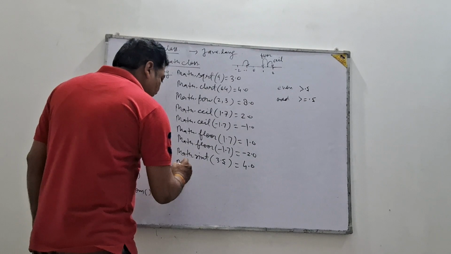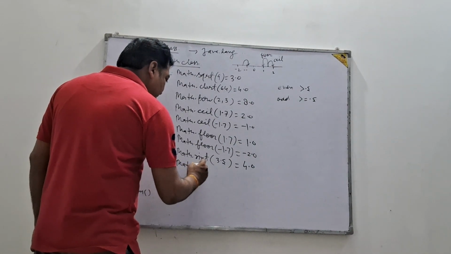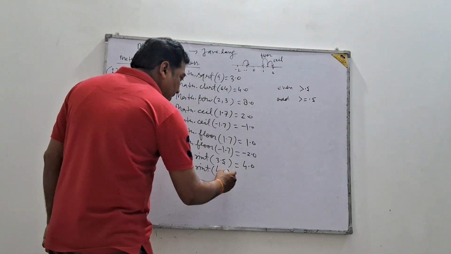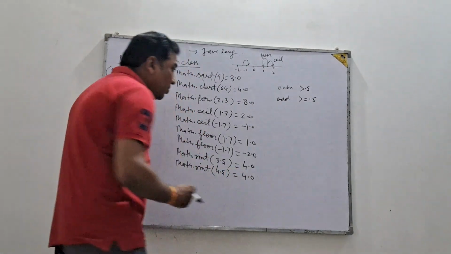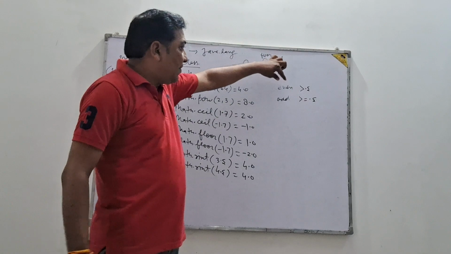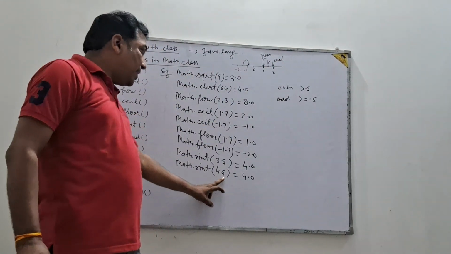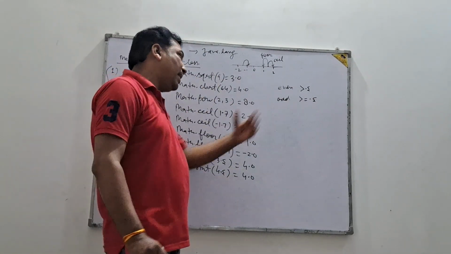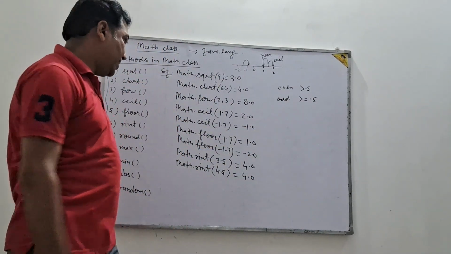Now Math.rint(4.5). Here also the answer is 4.0. Why? Because 4 is an even number, so when it is even, only when the value after the decimal point is more than 0.5, then it is converted to the next number.